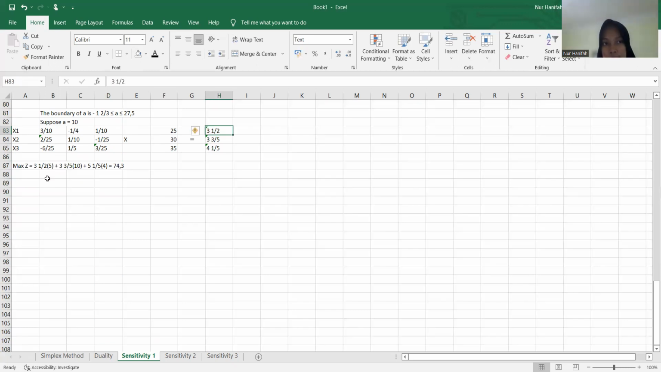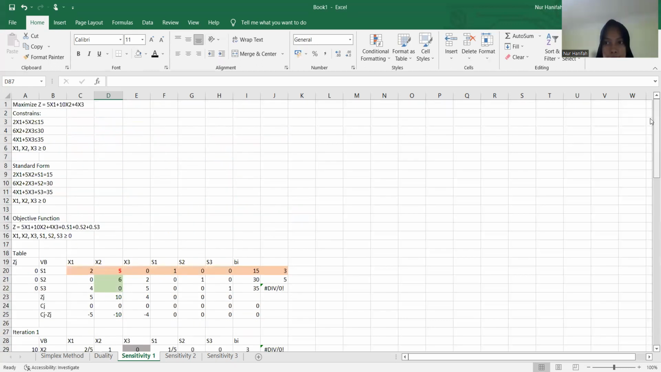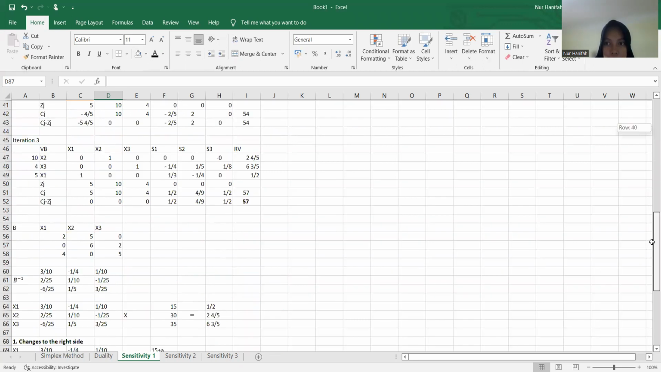We can check the maximum of z. 3 1/2 times 5, where 5 is the original value of x1, and 3 3/5 times 10, where 10 is x2, and 5 1/5 times 4, where 4 is the coefficient of x3. Then we get the result 74.3. We get a value greater than before. So this is the first case.